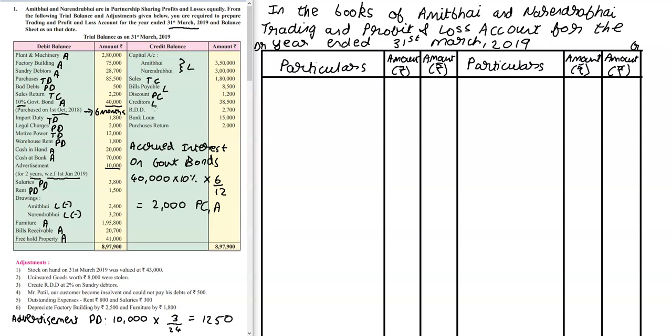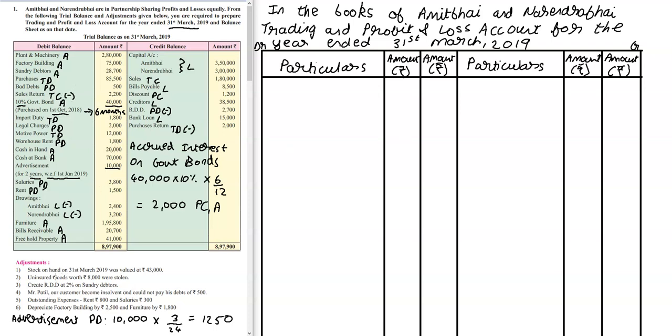Creditors is a liability. Old RDD will go on the P&L debit side as a subtraction from bad debts. Bank loan is a liability. Purchase return will go on the trading account debit side as a subtraction. Similarly, when you look at sales return, it's on the trading account credit side also again as a subtraction.